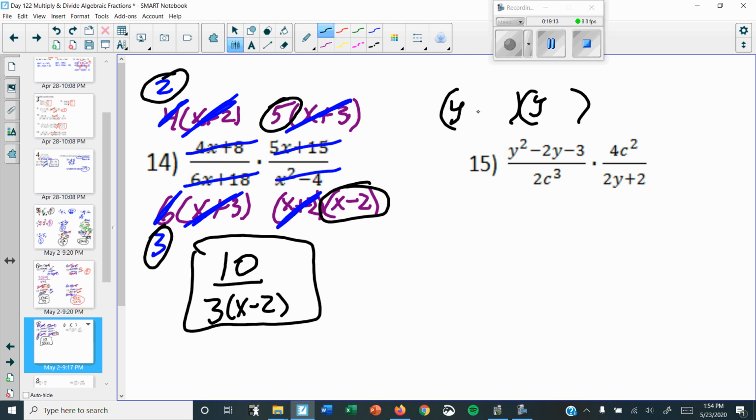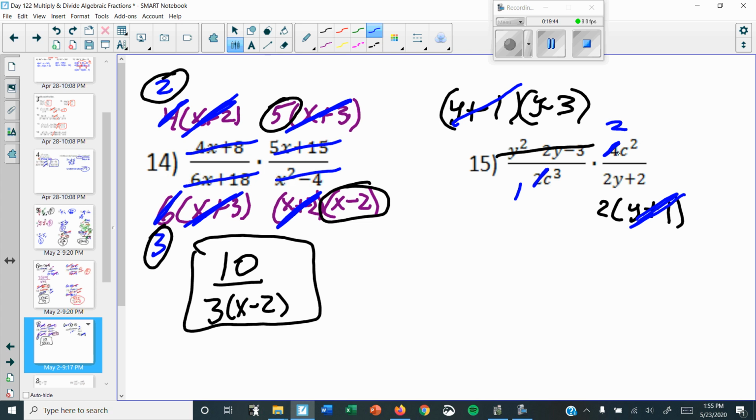Y, opposite signs. Factors of 3 to get a negative 2 would have to be a negative 3 and a positive 1. And that's good. The bottom right, take out a 2. Okay, let the mad canceling begin. Goodbye y plus 1, goodbye y plus 1. 4 and 2, this becomes a 2, that becomes a 1. Or you can just not write it at all.